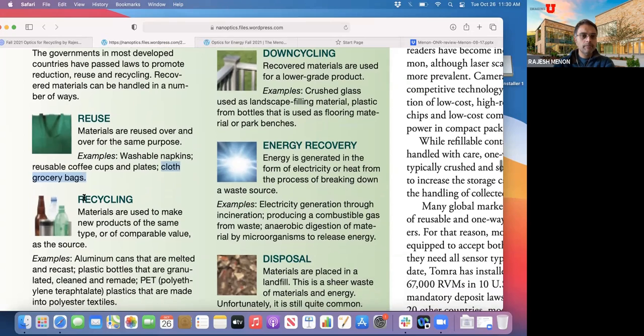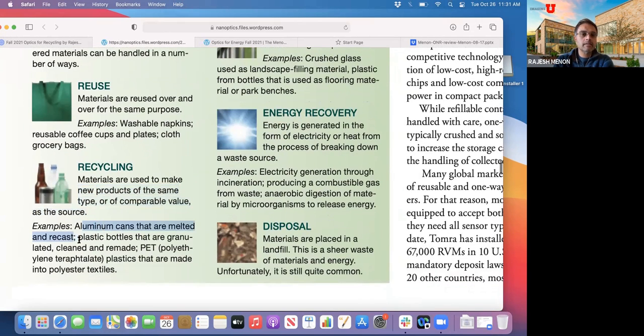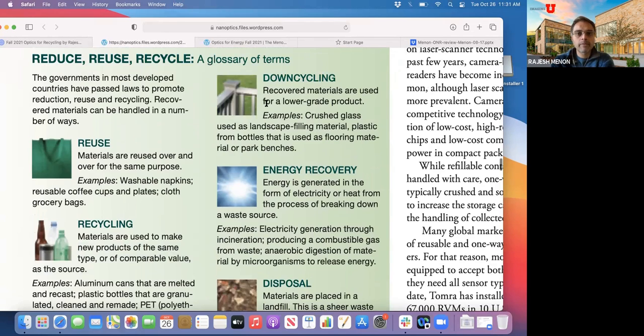So that's obvious. Recycling means that the materials are recycled into new products of the same type or of comparable value. So it doesn't have to be exactly the same. It can be a glass bottle that's cleaned and recycled, or aluminum cans that are melted and recast, plastic bottles that are granulated, cleaned, and remade, PET plastics that are made into polyester textiles, like the fleece I'm wearing, for instance. Lots of interesting examples there.